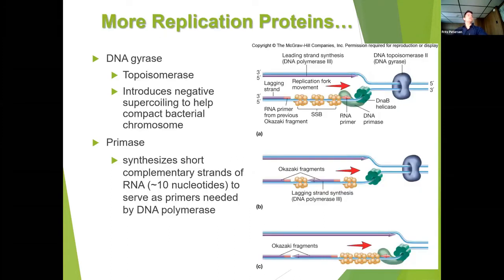Going on to DNA gyrase, this is an example of a type of topoisomerase, and like I said, this induces negative supercoiling to help compact the bacterial chromosome. Here you can see the DNA gyrase represented on this diagram. And then primase, I mentioned these before. Primase synthesizes the short complementary strands of RNA.